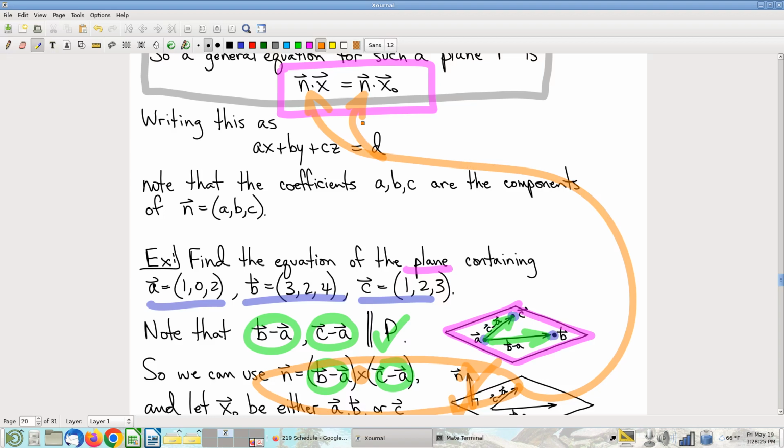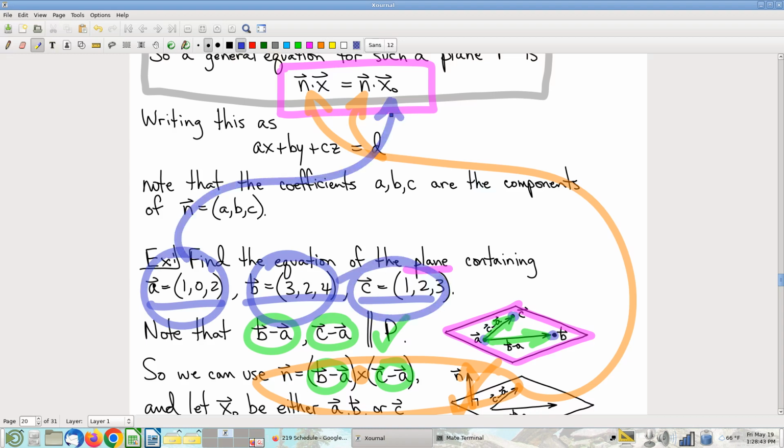Let's see here. X naught. What are we going to use as our x naught? What is x naught? X naught's a point in the plane. We've got 3 of them. Take your pick. I personally have a preference between these 3 options, and that is I like small, easy numbers.